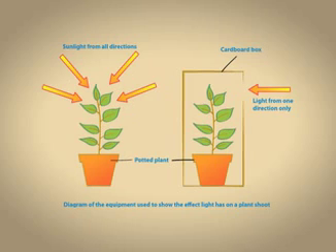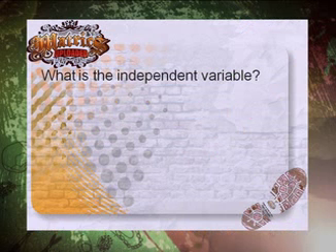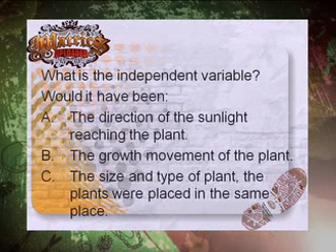Now, in this experimental setup, which plant is the control? Now, I hope you can see that A is the control. It is not subjected to a one-sided light source. What is the independent variable? Would it have been A, the direction of the sunlight reaching the plant, B, the growth movement of the plant, C, the size and type of plant? The plants are placed in the same place. Can you figure out which one it is? The independent variable is the direction of the sunlight reaching the plant.